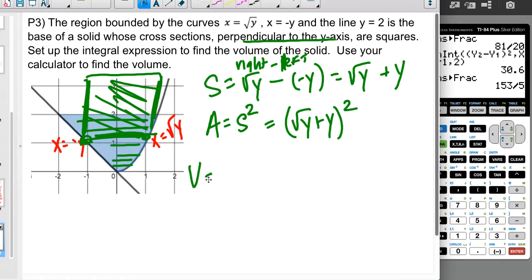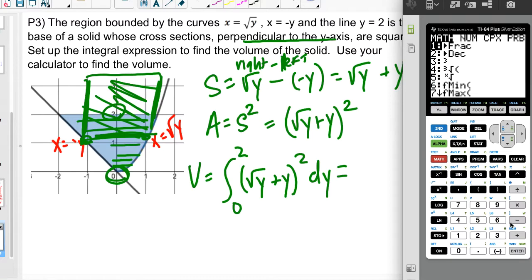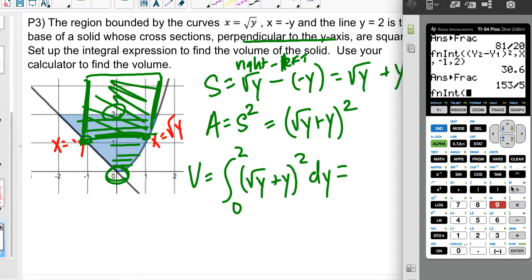So the volume is going to be the integral from the first plate to the last plate, so from 0 to 2, of this thing, quantity squared, with respect to y. And again, it's really likely that you're not being asked to do that by hand. It's very, very likely that you're going to be doing that on a calculator. If you had to do it by hand, you'd have to FOIL it out, as we've seen in previous examples. I'm not going to right now because it's been a long video already.